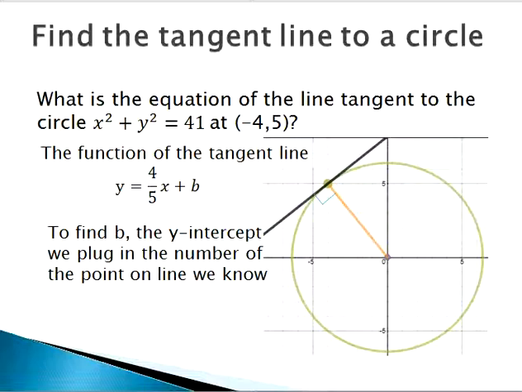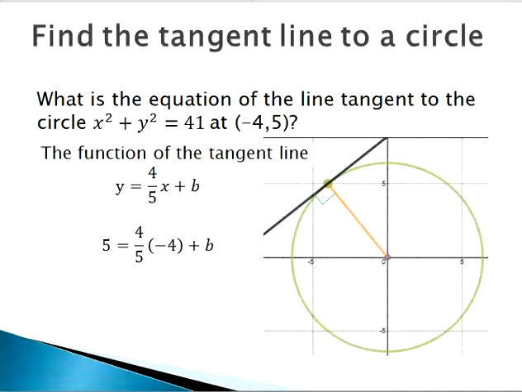To find that, we plug in the numbers from our known point. And the known point is negative 4, 5, because we know that our tangent line has to go through that point. It doesn't go through our circle, but it is in that point. It's present in that exact point. All right, so we plug in negative 4 as x and 5 as y, because that is what the coordinate gives us. Plug that in, and you get this.